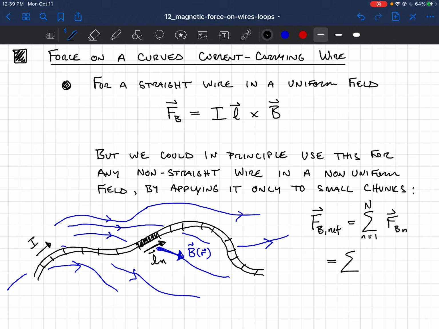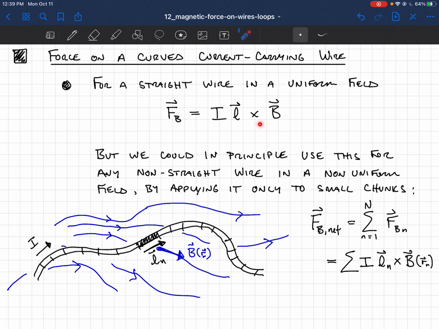So it's going to be the sum of current, that's the same everywhere in the wire, times the particular chunk Ln crossed together with the magnetic field at the position of Ln, which we could say position Rn. I guess there should be an N on this little R here. Now that's completely general. We're probably just going to use uniform fields, but you can see that you could apply this equation for a straight wire just for a small chunk, which is approximately straight, in a region where the magnetic field is approximately uniform.